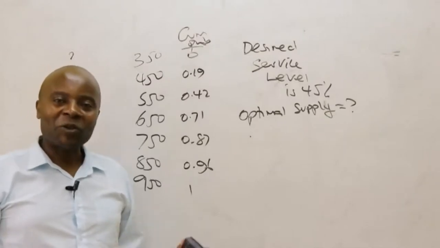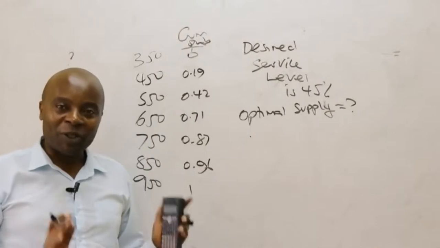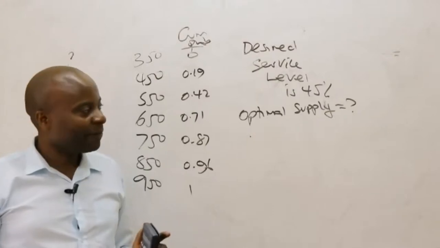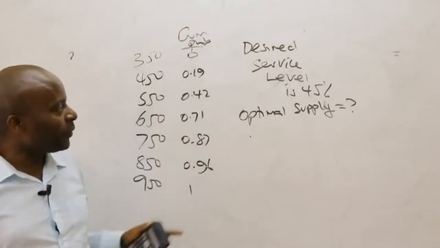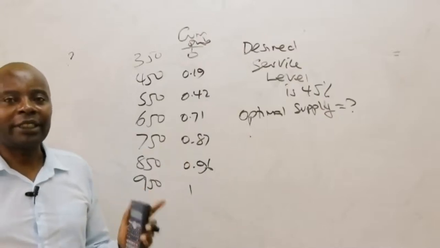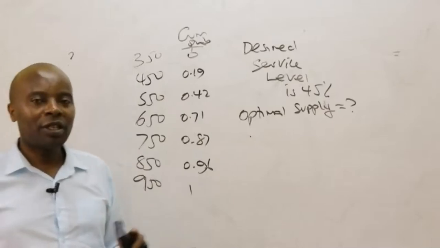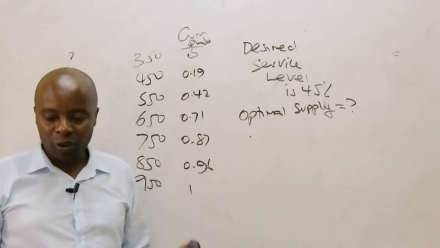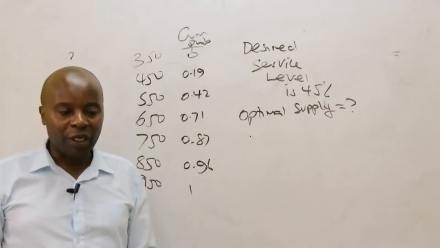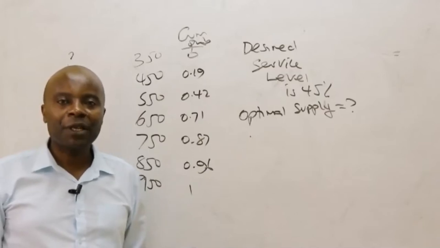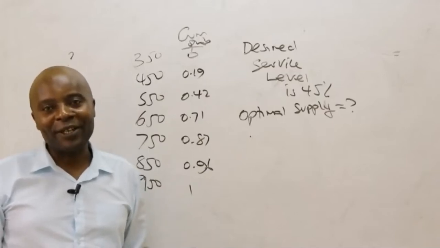I'm just making use of the previous question's parameters. I have my cumulative probabilities, and this time around I've changed the desired service level, which is 45%. What do you think, ladies and gentlemen, will our optimal supply value be?